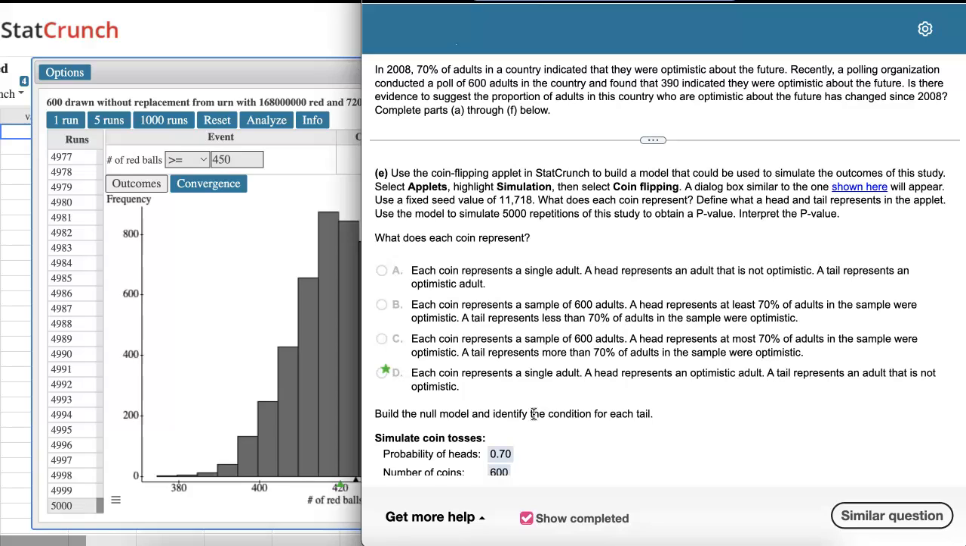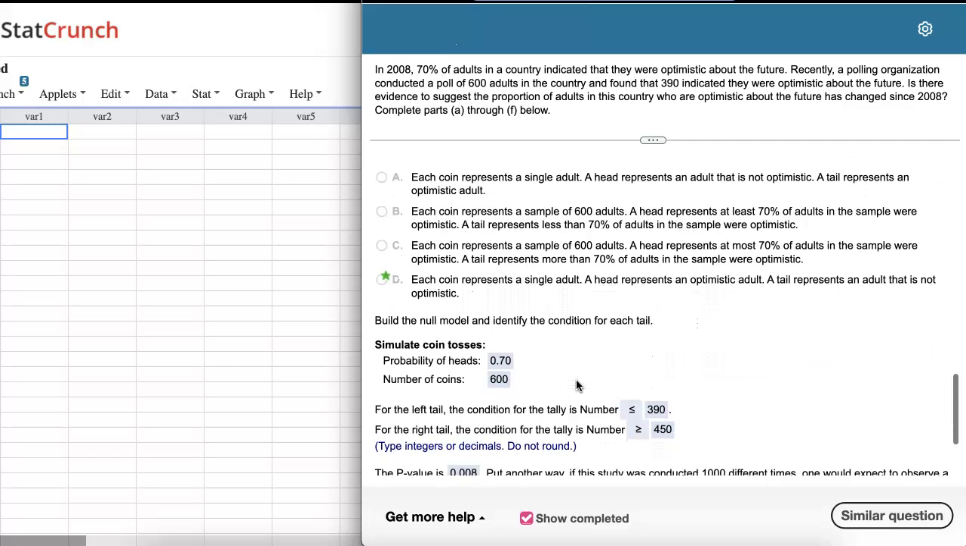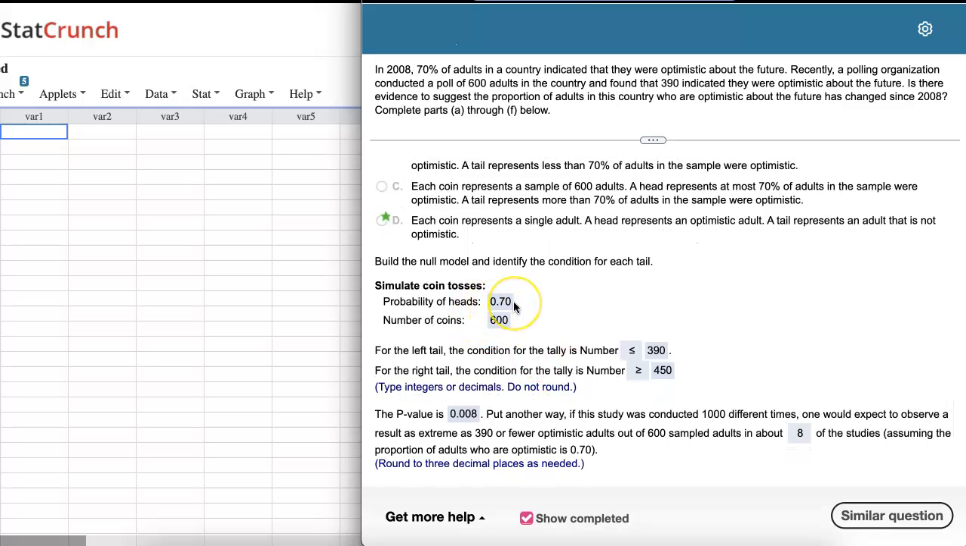Okay, so now we're asked to do this again, but with a coin flipping app. So some of this information we can go ahead and answer, like what does each coin represent? It would represent a single adult. A head is an optimistic adult. A tail is one that's not optimistic. Okay, so the probability of heads we will have to change to 0.7. Again, that was our population proportion. We will flip 600 coins. Again, that comes from that recent sample.